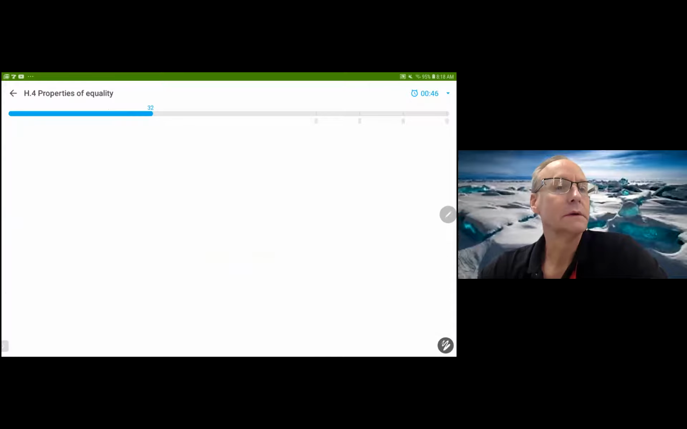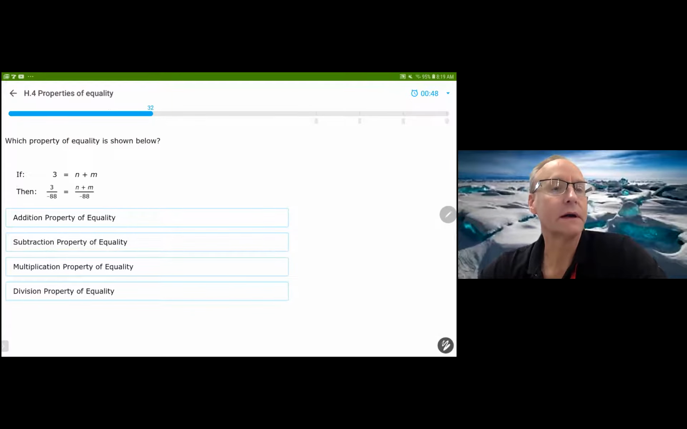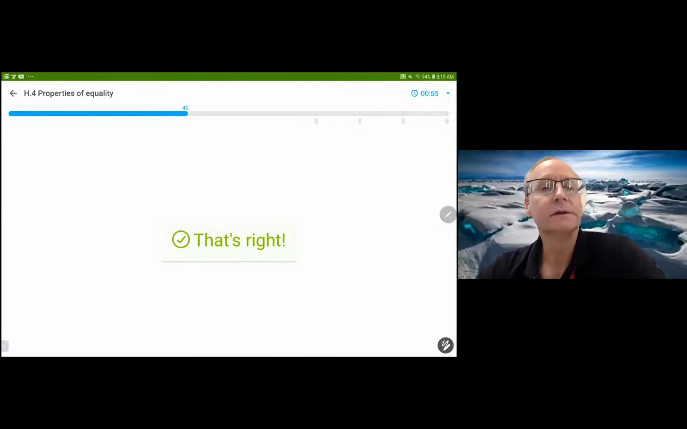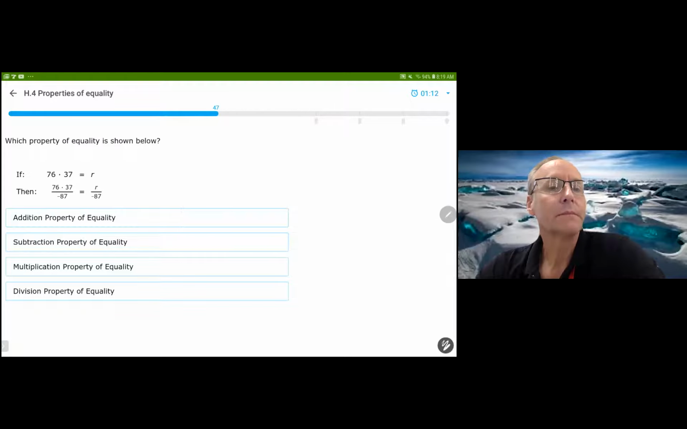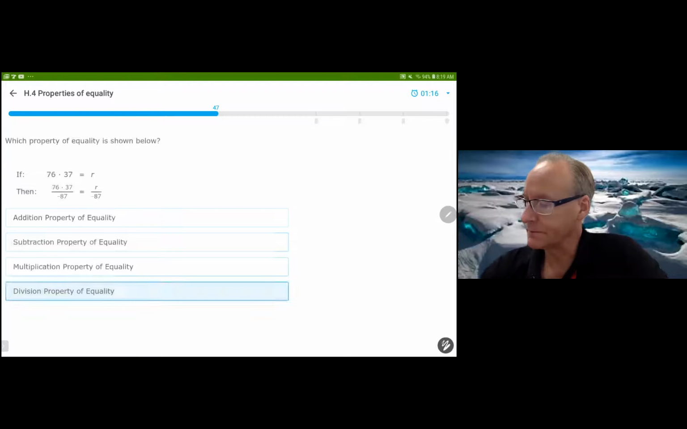Let's see if they give us something more interesting now. Oh, here we go. They divided by negative 8, so they're using the division property of equality. Let's see. In this one, what did they do? Oh, they added negative 93 to both sides. That's the addition property of equality. They divided by negative 87 on both sides. That's division.